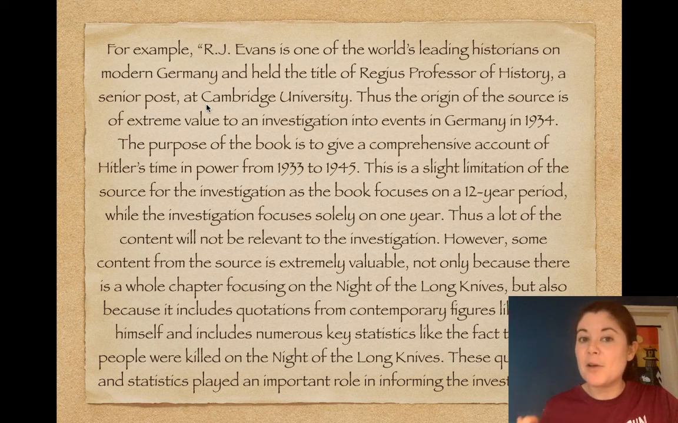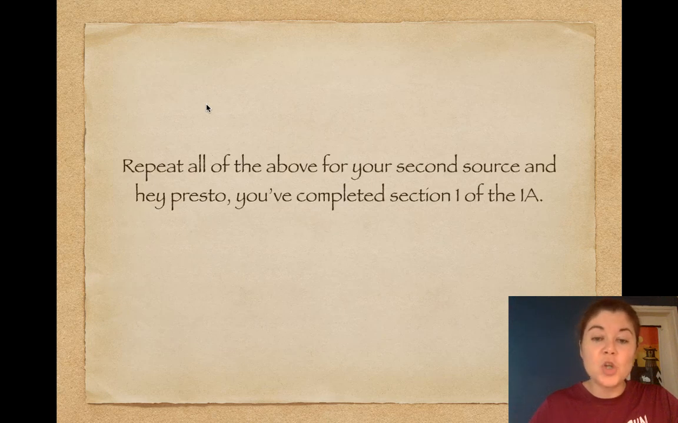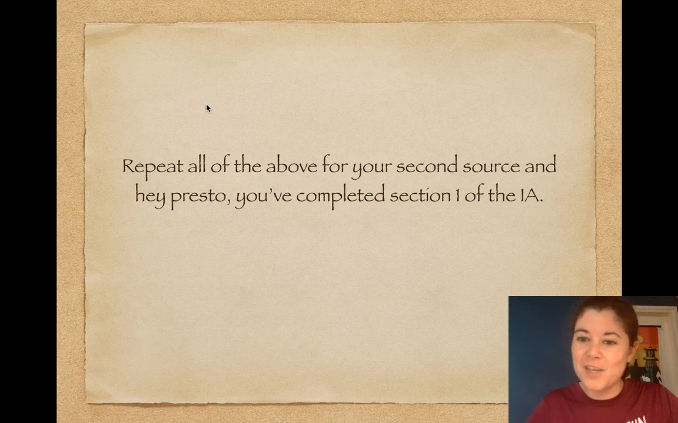Then you have about 250 words left for your second source. So from here, you go on and do all of the above for your second source, and hey presto, you've completed section 1 of the IA.